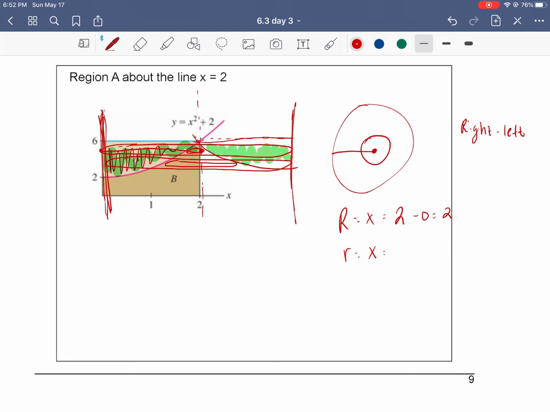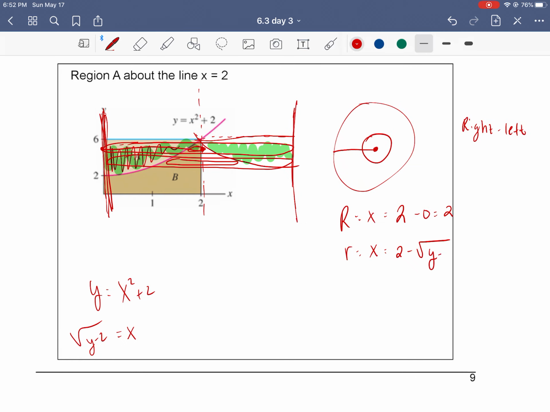The second one, distance from axis of rotation to the parabola. We had already solved this, y equals x squared plus 2, as x equals square root of y minus 2. So now this one is 2 minus square root y minus 2, this short distance here. So big integral, pi, double parenthesis, because we have big R squared, which is just 2 squared, minus little r squared, which is 2 minus root y minus 2 squared, dy.